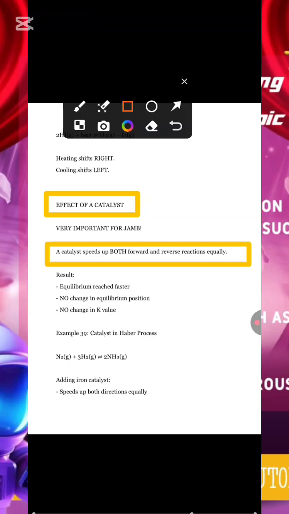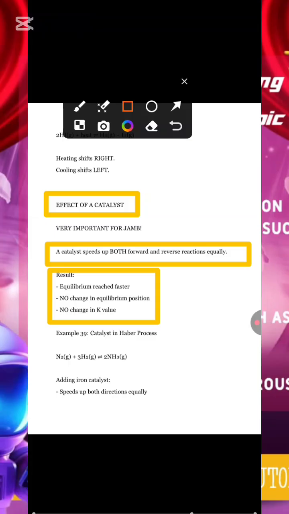So in doing so, the equilibrium will be reached faster. I mean, the reaction will reach equilibrium very quickly. But there will be no change in the equilibrium position. The equilibrium position will not go left, it will not go right, because both reactions are proceeding equally. So it will not go anywhere, and the value for the equilibrium constant, K, will not change. But meanwhile, the system will attain equilibrium very, very fast.